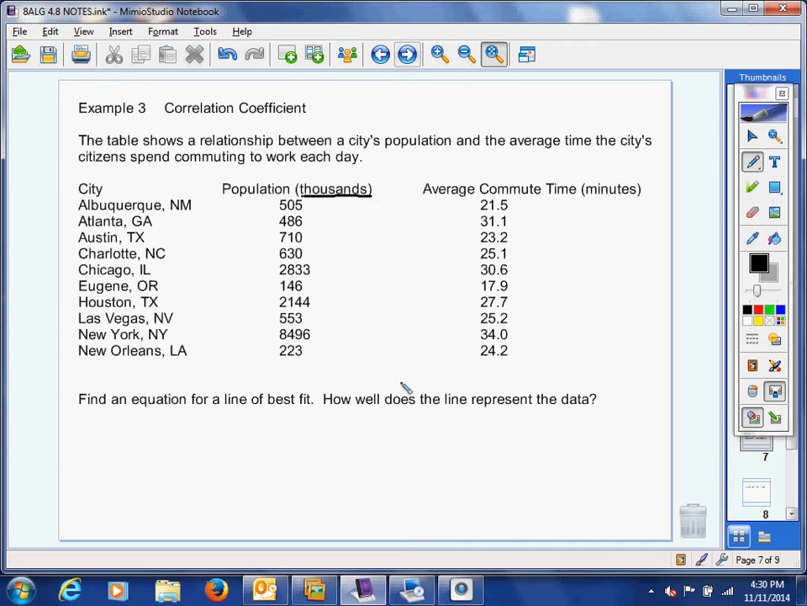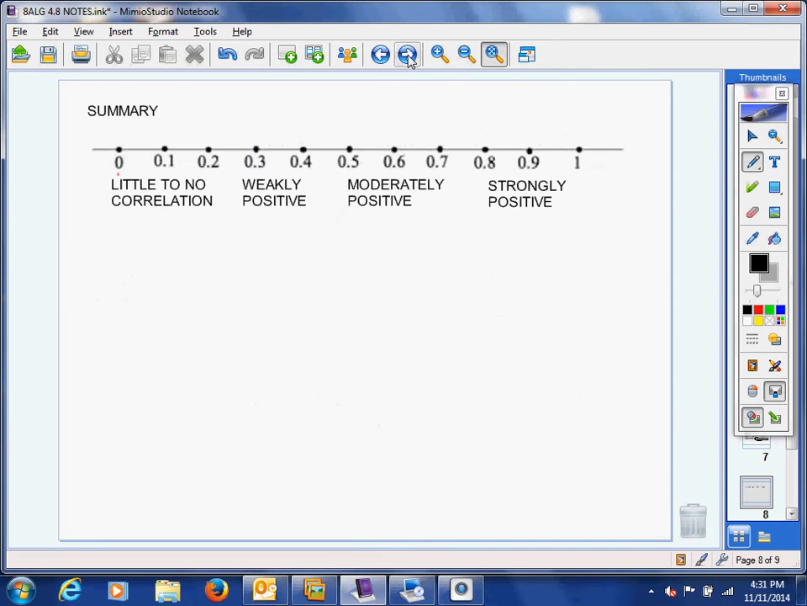Now, whenever you're asked a question like this, how well does the line represent the data, they are asking you to assess the correlation coefficient, which is R. That's what they're asking you to do. Is it strongly positive, strongly negative, that kind of thing, okay? Now, on the next page, I created a chart. I only did the positive side of the chart. I did not do the negative side of the chart, but it would be flipped, just negative on the other side.